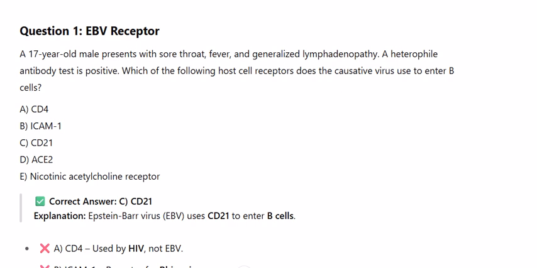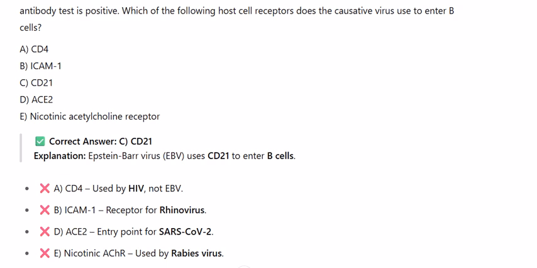CD21, D. ACE2, E. Nicotinic acetylcholine receptor. Correct answer: C. CD21. Explanation: Epstein-Barr virus, EBV, uses CD21 to enter B cells. A. CD4, used by HIV, not EBV. B. ICAM1, receptor for rhinovirus. D. ACE2, entry point for SARS-CoV-2. E. Nicotinic AChR, used by rabies virus.